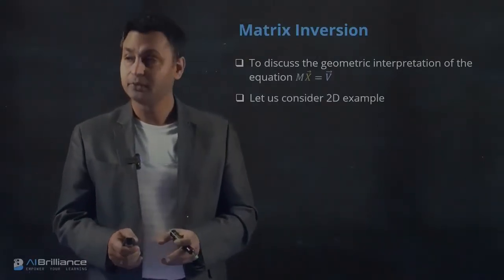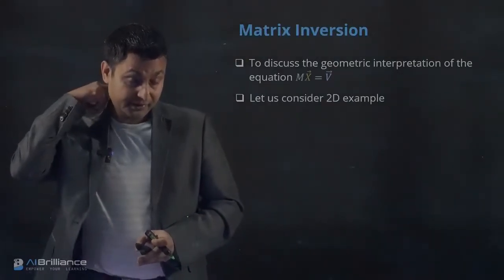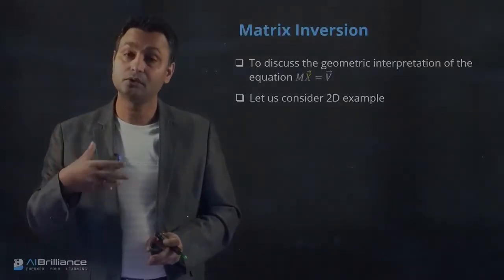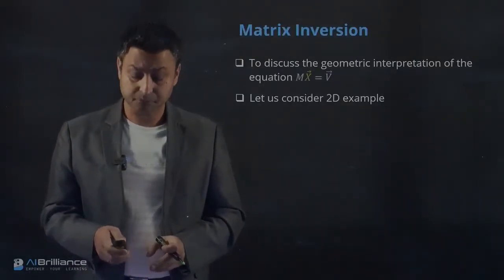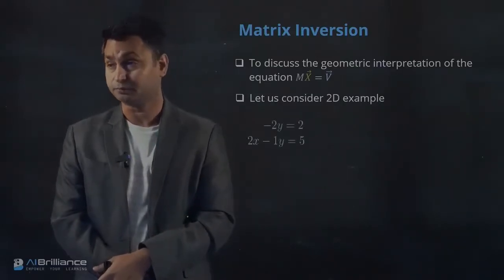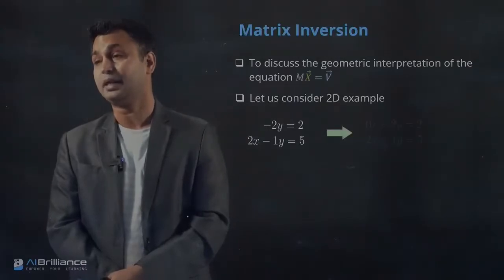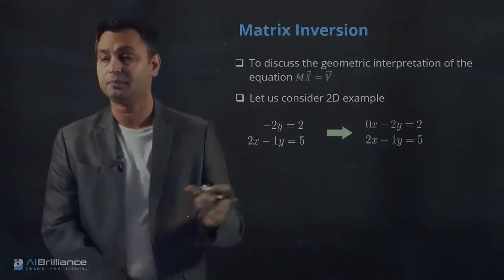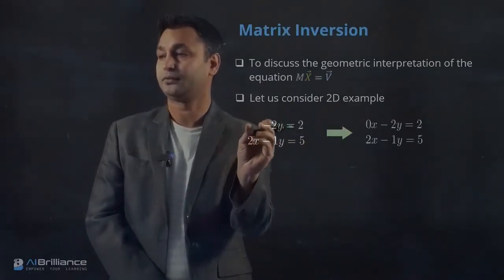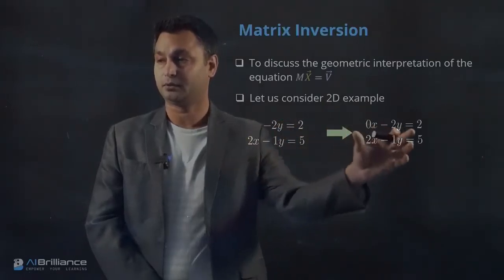Okay. So what I will do, I will take a 2D or simplified example to showcase the geometric intuition behind the matrix inversion. Let's say we have this set of two equations. Now we can write that in a matrix vector multiplication form. We did not have a coefficient of x, so that's why we have 0x. So we can rewrite this.